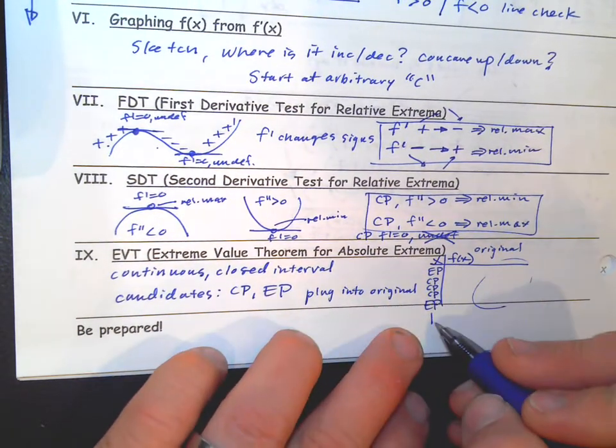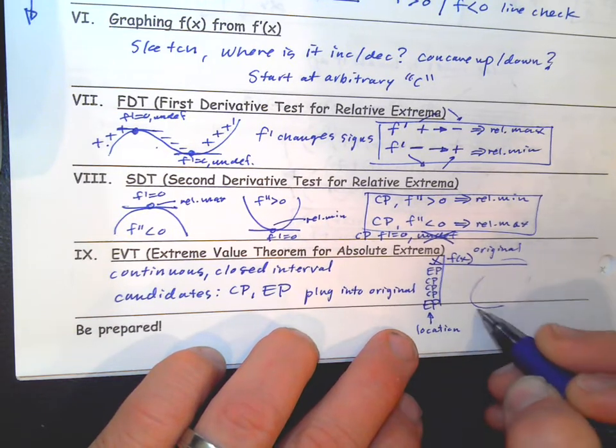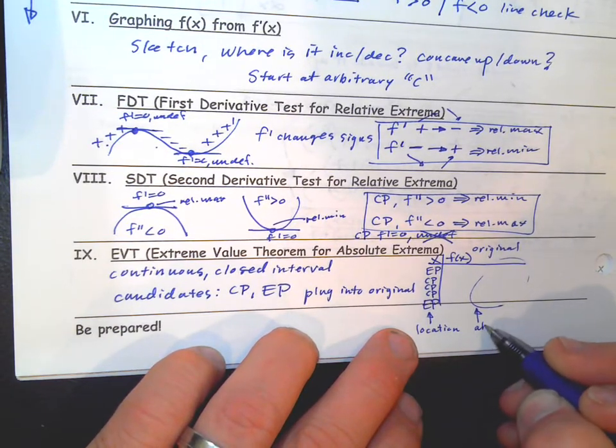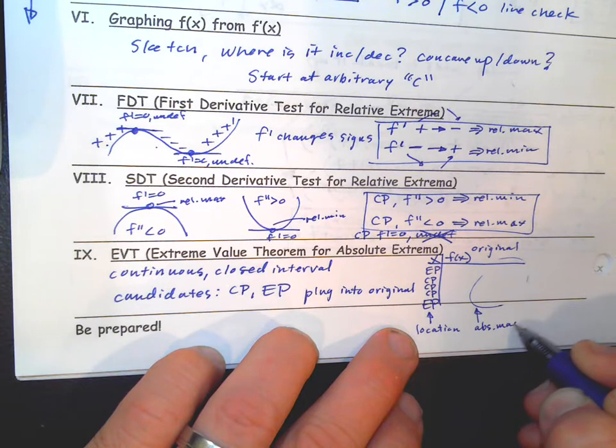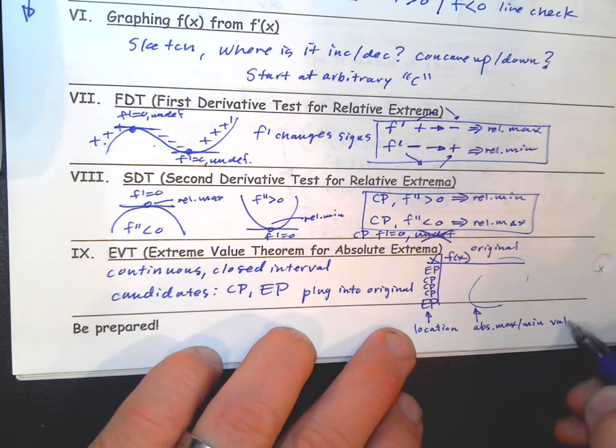Now, these are the locations of the absolute max and mins. And these are the actual absolute max and min values. The y values are the absolute max and min values. Okay?